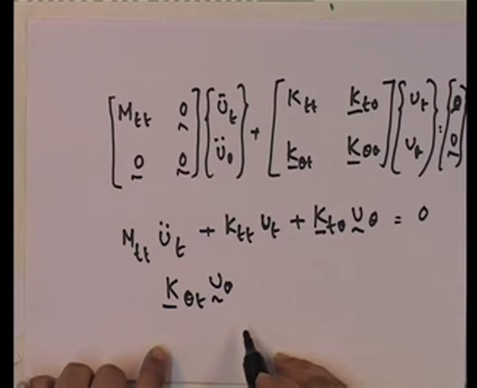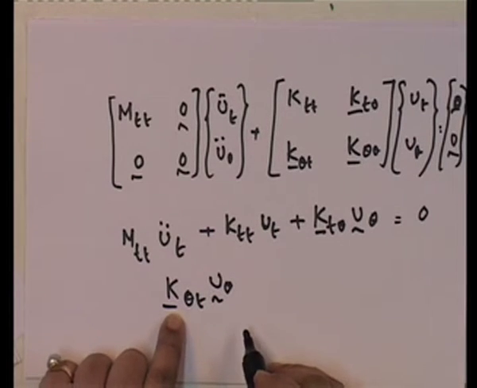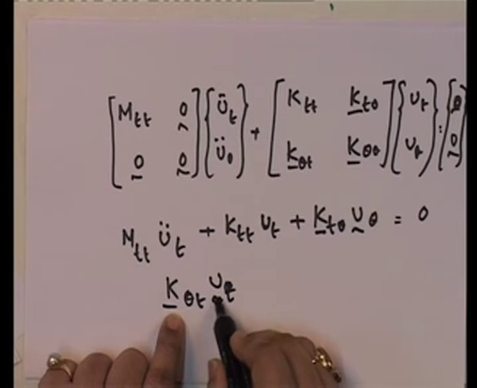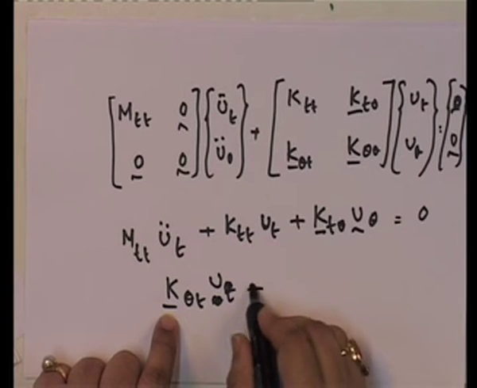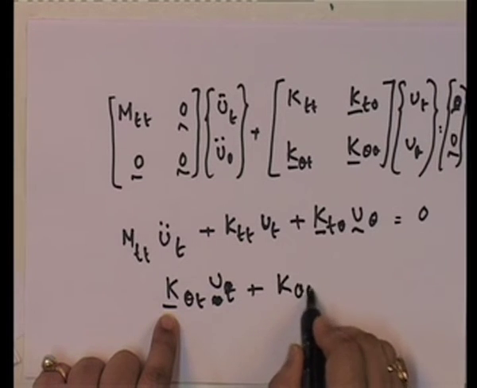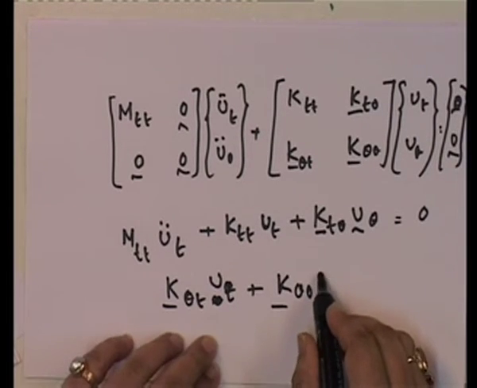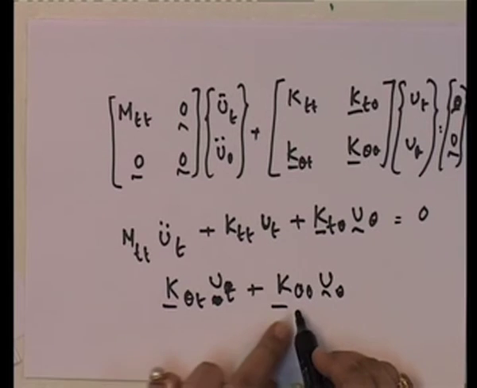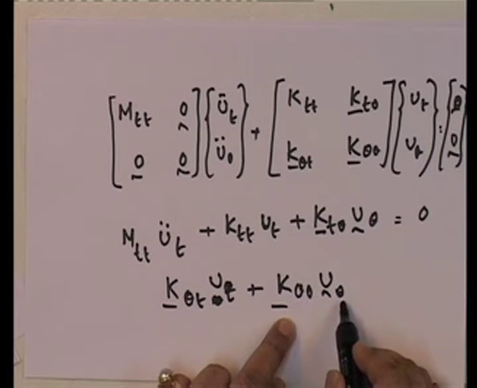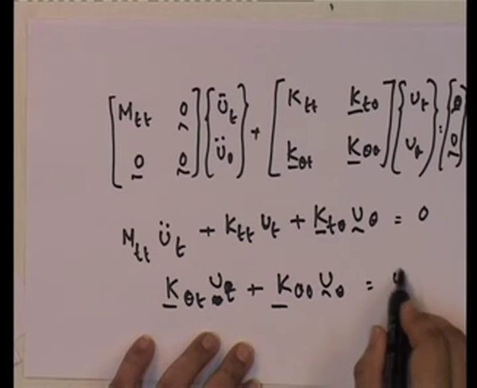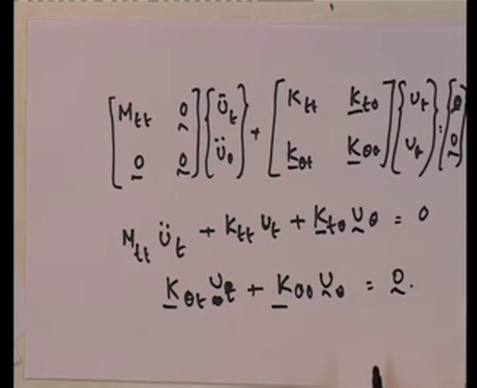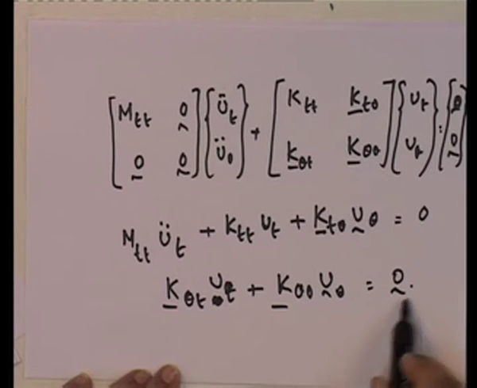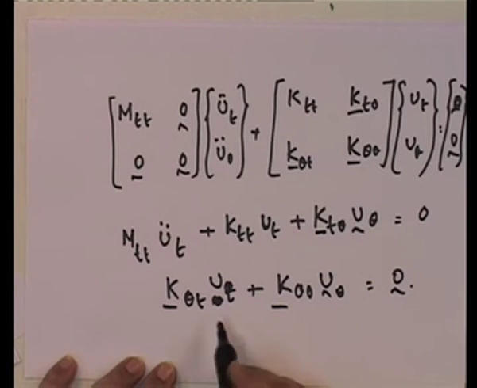Now, note what is this? This is a V t. This is a 2 by 1 into a 1 by 1, that is 2 by 1, plus k theta theta into V theta. This is a 2 by 2 into 2 by 1. So, we get a 2 by 1, and so these are actually two matrices which we put together. Now, as you see, this is equal to 0. This is a static equation.